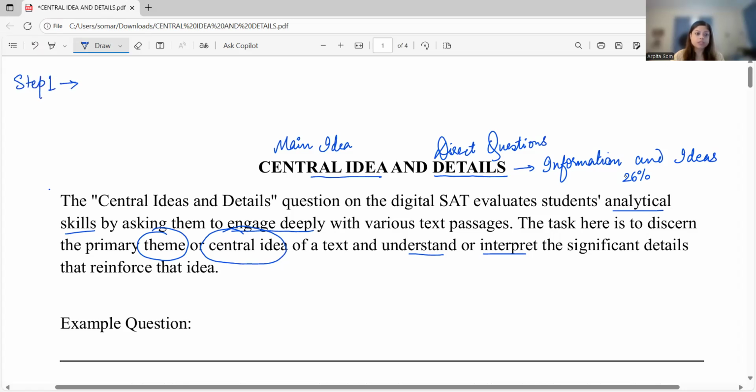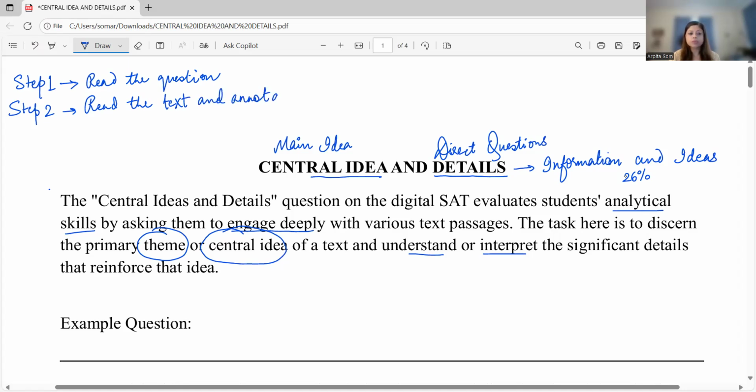Step one is always to read the question. Okay, read the question, identify what exactly it is asking you. Is it asking you to focus on the central idea, or is it asking you to focus on some details? All right. First, you need to discern that. First, you need to understand that. All right. Step two is always reading the text and annotating. Read the text and annotate. That's what you need to do.